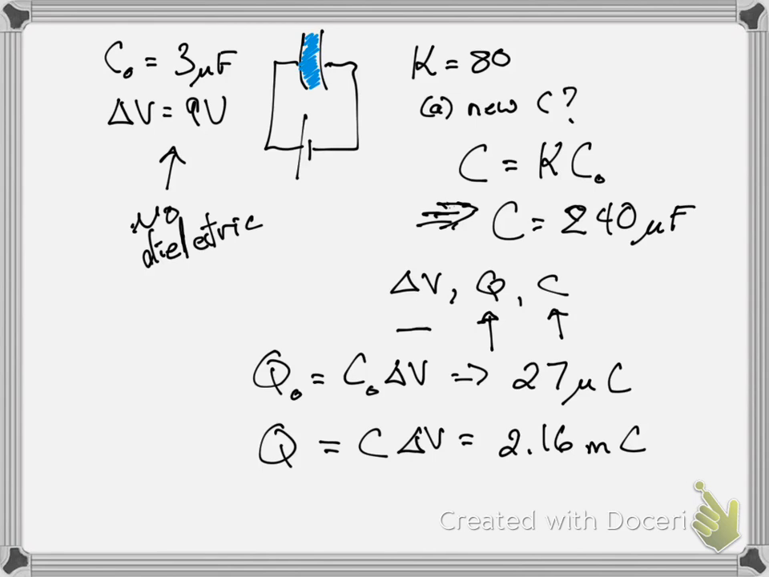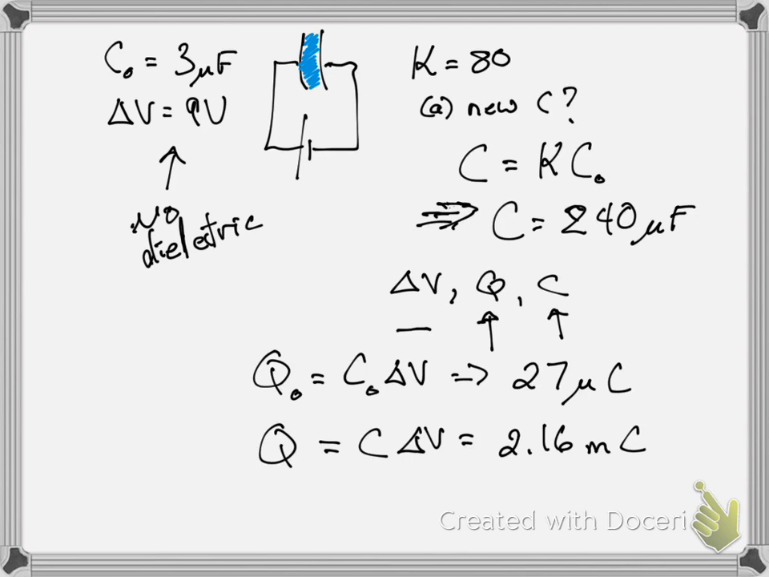In that case, if we put in the dielectric, the capacitance still has to increase because it's just the physical quantities. The capacitance is still going to be 240 microfarads. But Q will remain the same because there's nowhere for the charges to go. The charges can't flow anywhere. It's an open circuit if there's no battery connected. So Q remains 27 microcoulombs.